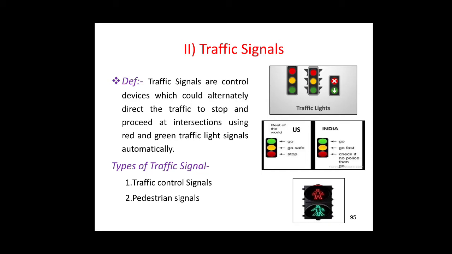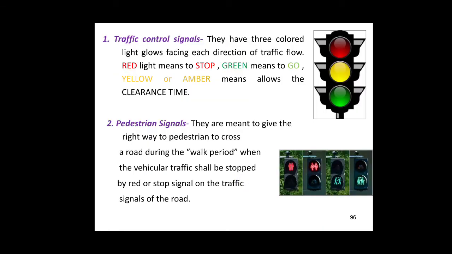Whereas for the pedestrian signal, red means that no pedestrians are allowed to move on the crossings, whereas green allows the pedestrians to move on the road crossings. Traffic control signals have three colored lights facing each direction of the traffic flow. Red means to stop, green means to go, yellow or amber means the clearance time. The pedestrian signals are meant to give the right of way to the pedestrians to cross a road during the walk period, when the vehicular traffic shall be stopped by the red or the stop signal on the traffic signals of the roads.